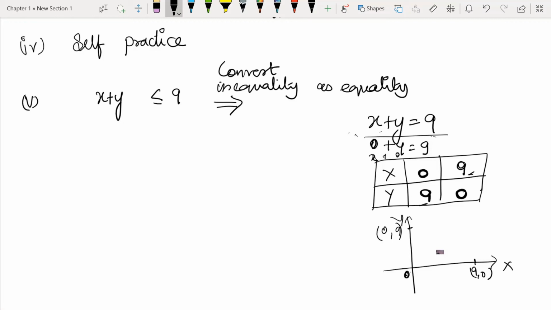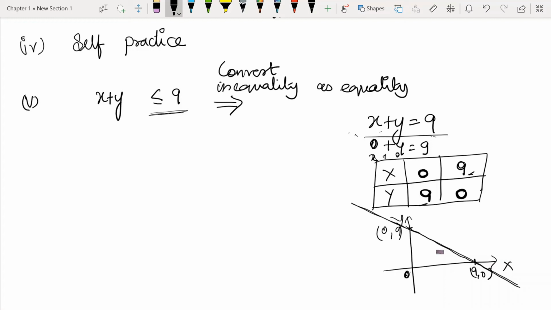So if I just join these 2 points, normally these are lines which pass through this way. So this is how the line looks like. Okay, so now that is what is given in the question. Now the question says it is less than or equal to 9. X plus y is less than or equal to 9. That is the region.